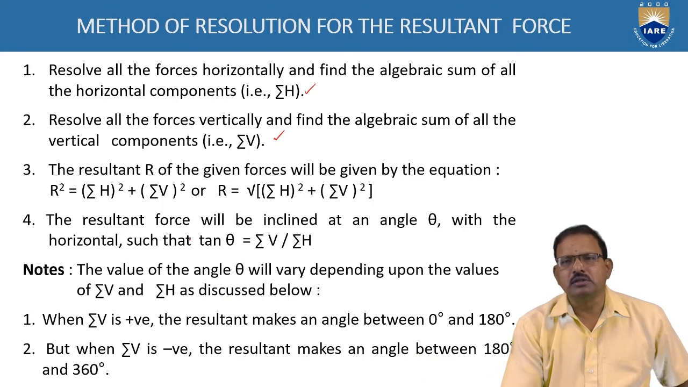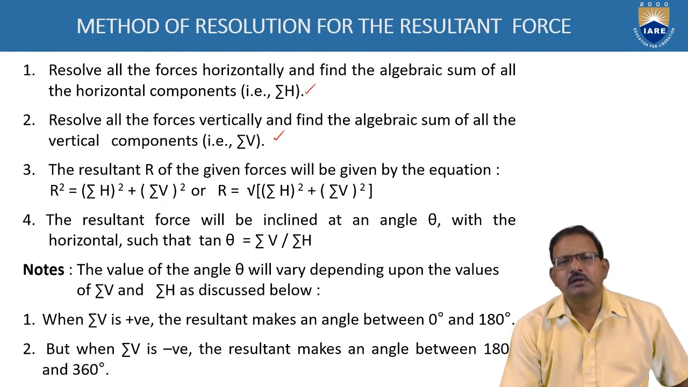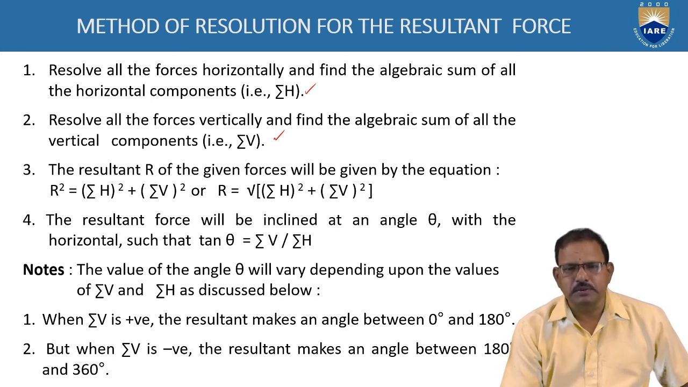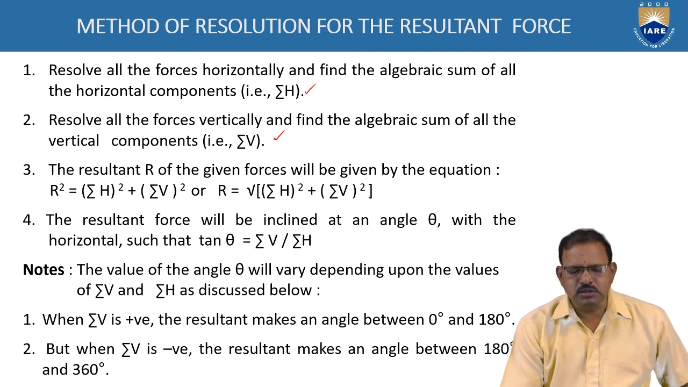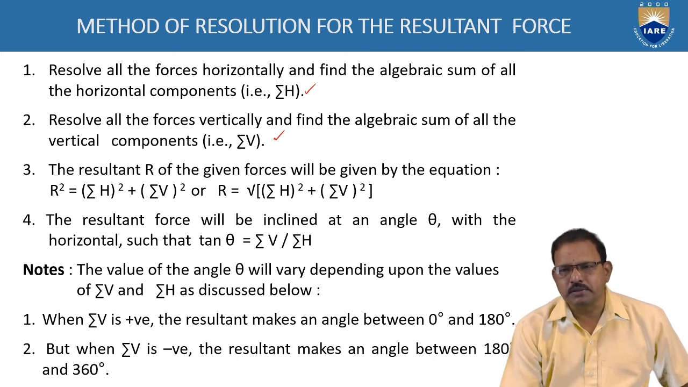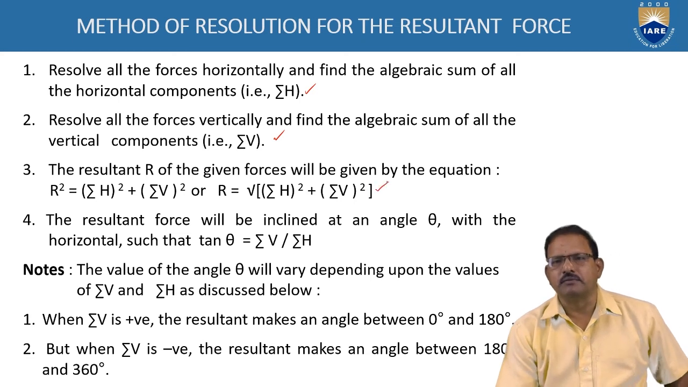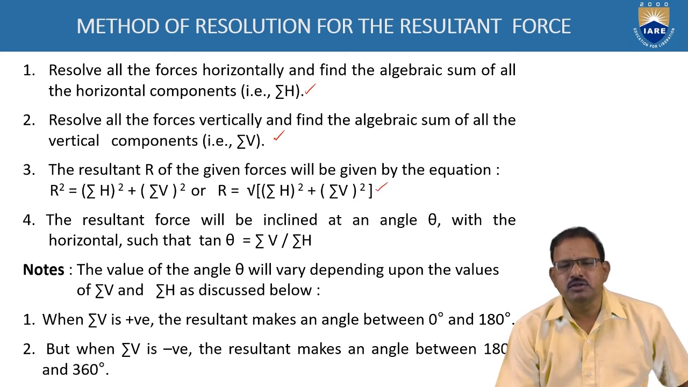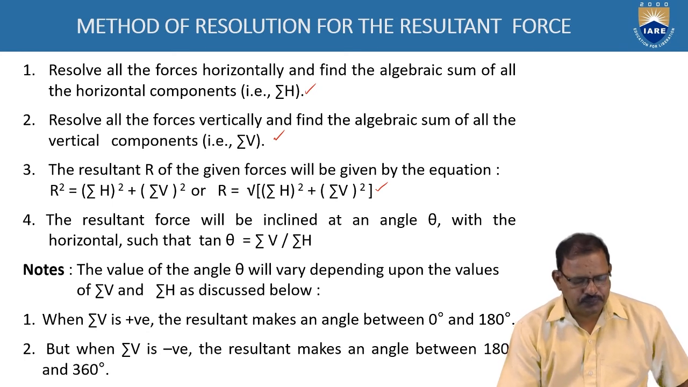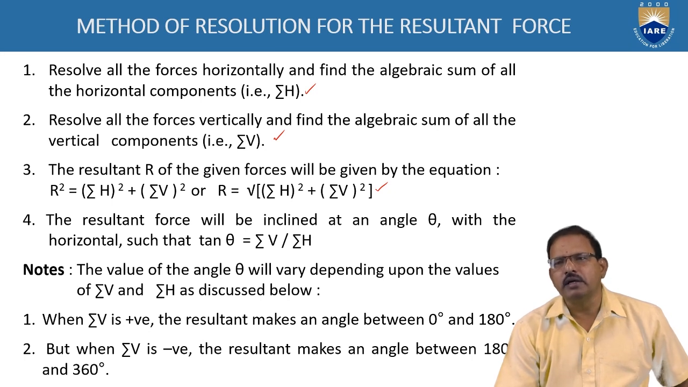Now, R squared, the resultant of all the forces, is given by R squared equals sigma H whole squared plus sigma V whole squared. R is equal to the square root of sigma H squared plus sigma V squared, which is represented here in the equation. Theta is equal to tan inverse of sigma V divided by sigma H. Note that the value of the angle theta will vary depending upon the values of sigma V and sigma H.